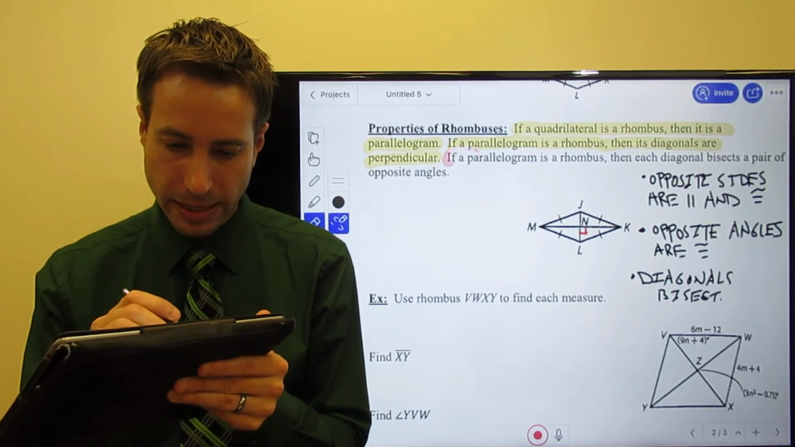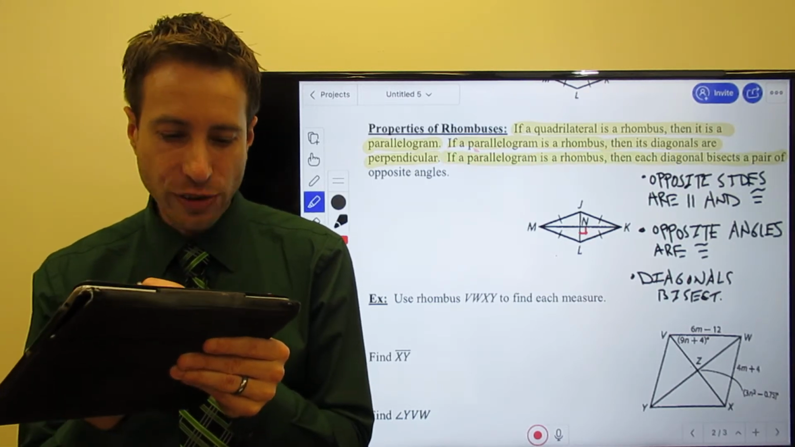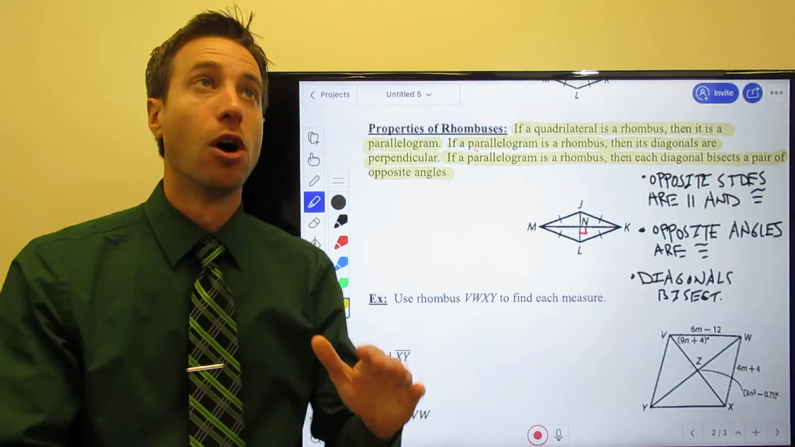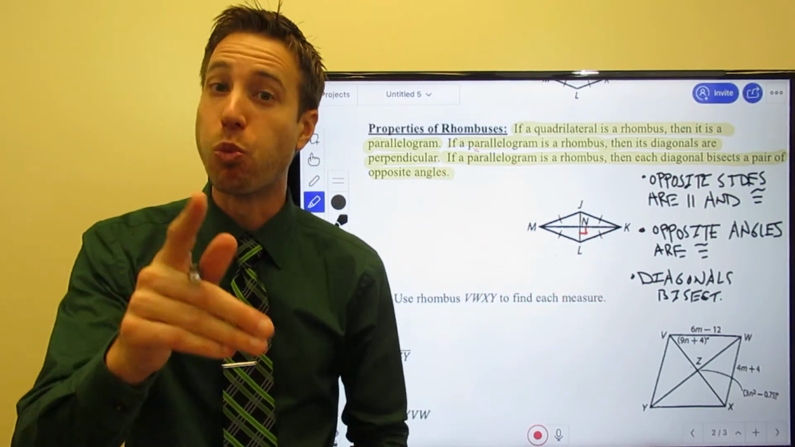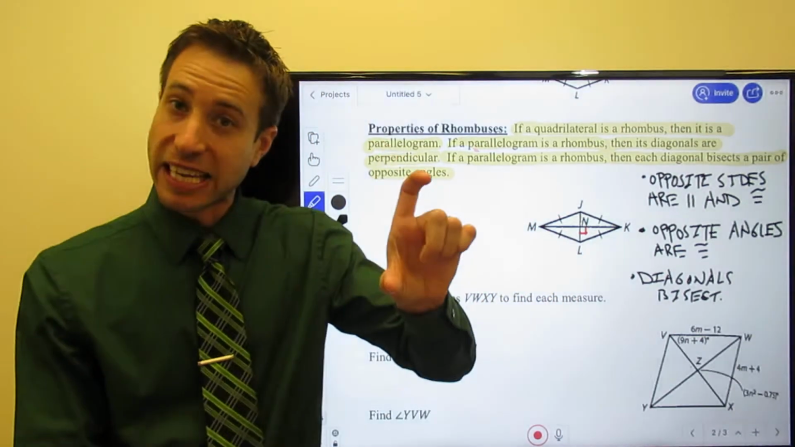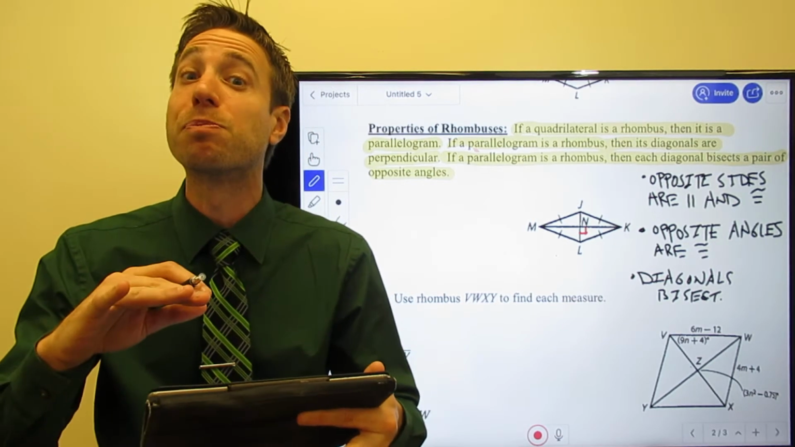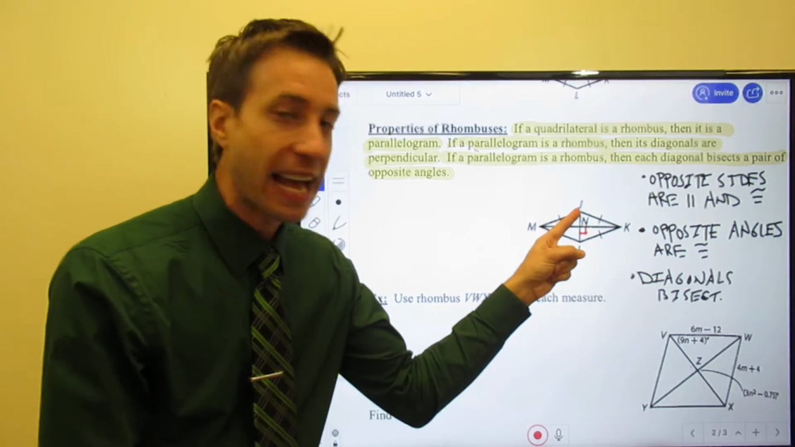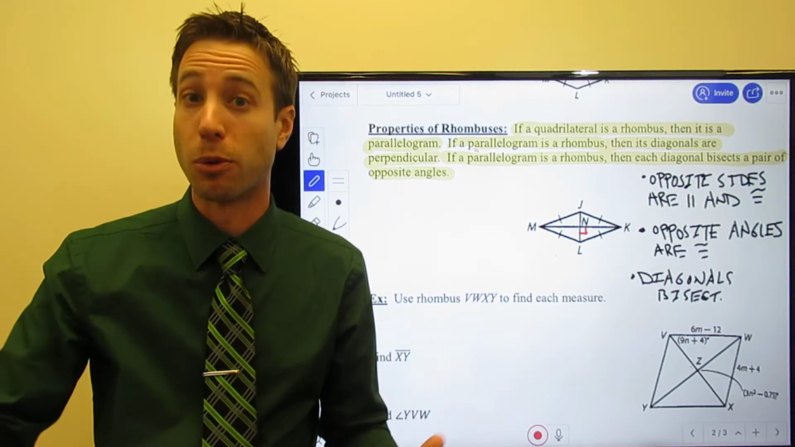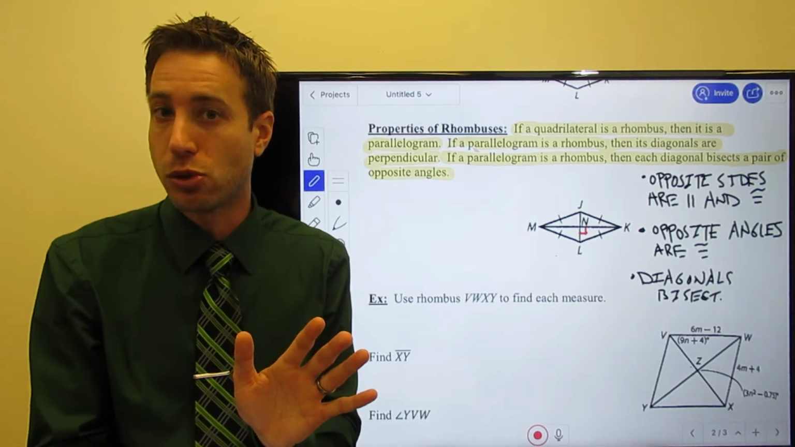Oh, sorry, let me get yellow here. If a parallelogram is a rhombus, each of the diagonals will bisect an opposite angle. This is a fantastic property. What it means is that each of these diagonals bisects the opposite pair of angles. Remember, bisect simply means it splits in half. So whatever angle J is, this angle up here, that diagonal splits angle J into two equal parts. Same thing over here. This is angle M, that diagonal splits M into two equal parts.